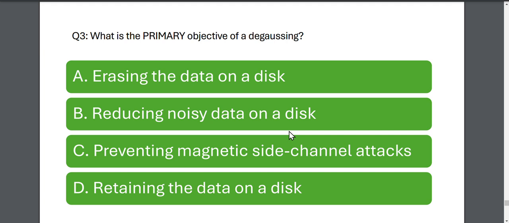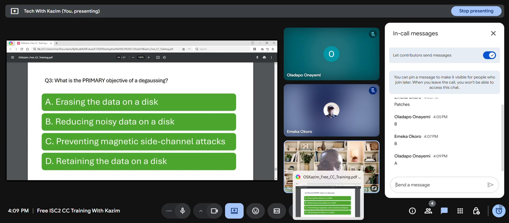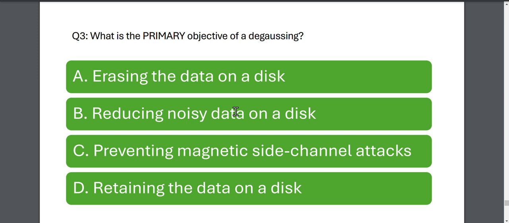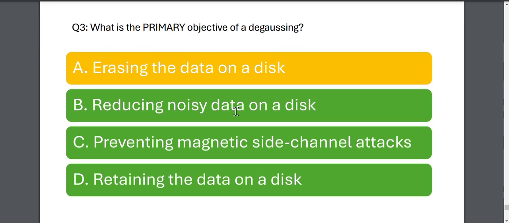So, looking at this option, what is the primary objective of degaussing? Erasing the data on a disk, reducing noisy data on a disk, preventing magnetic side channel attacks, or retaining data on a disk. So, what is the correct answer? A. Someone say A. So, to erase the data on a disk. Yeah, so we use degaussing for magnetic disks, HDD. Degaussing will not work on SSD but works on hard disk drives. So the correct answer is erasing the data on the disks.